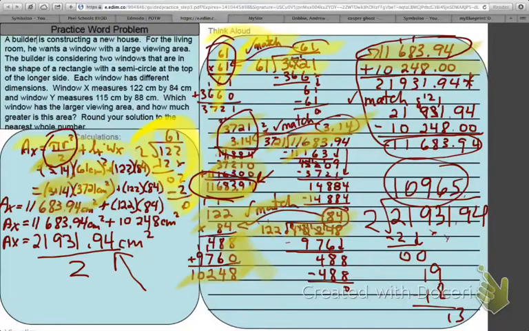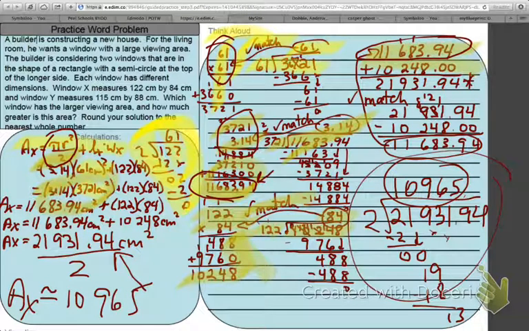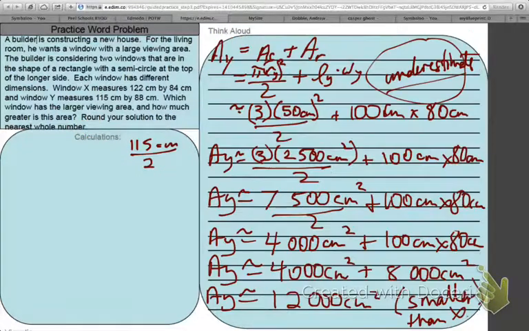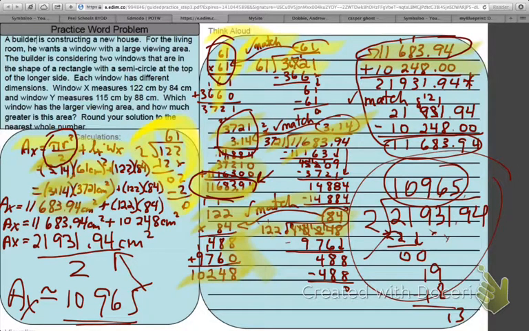Regardless, in our calculation, if we think that the area of x, AX, is approximately 10,965, you'd have to finish this long division to really get the exact number, and then you'd have to multiply your answer by 2 to prove that you get 21,931.94, which is what you started with. When you're done, this answer is so close to the actual estimate of 15,000 that you're probably right. As long as all of your double checks and your calculations make sense, you should be fine. So once you're done this, then you have to find the actual for the area of window Y.